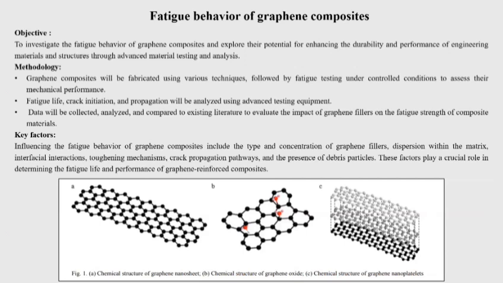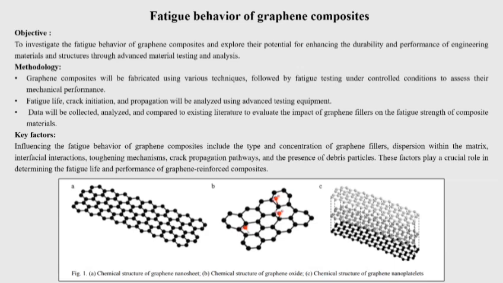You're going to see the second paper, fatigue behavior of graphene composite. The objective of this is to investigate the fatigue behavior of graphene composites and explore their potential for enhancing the durability through advanced material testing and analysis. The methodology shows that the graphene composites will be fabricated using various techniques, followed by fatigue testing under controlled conditions to look at their mechanical performance.